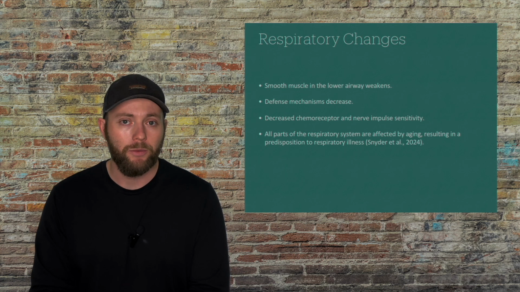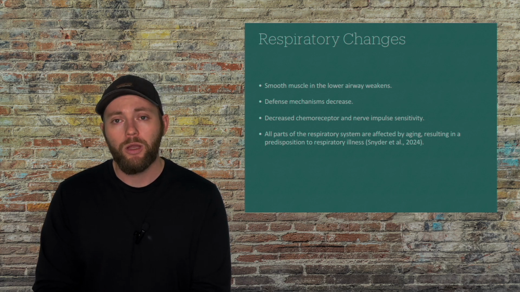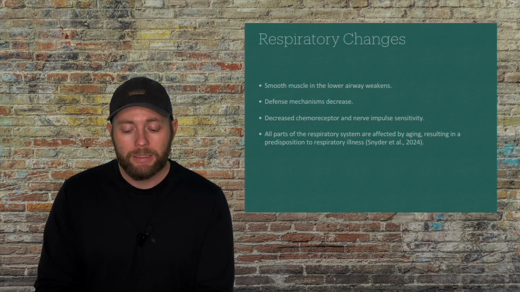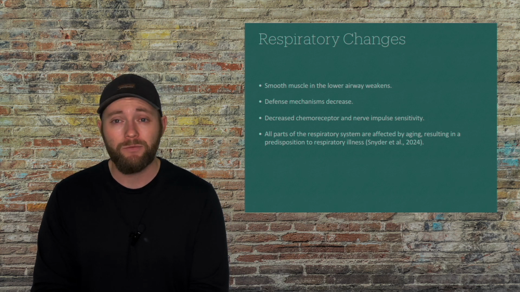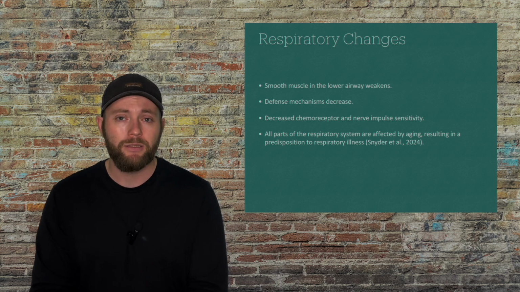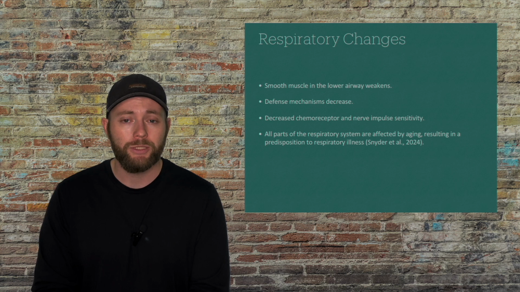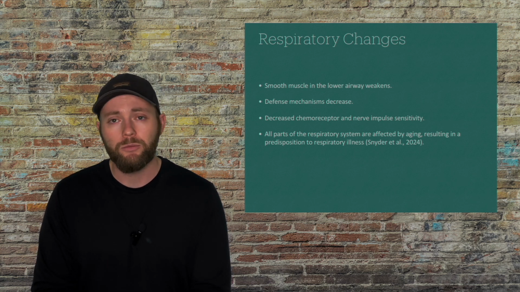Moving into the lower airway. As we age, the smooth muscle lining our bronchioles also weakens, and this can do a couple different things. It can prevent us from being able to compensate effectively for causes of respiratory distress, and it can also lead to inward collapse of the bronchioles, which can narrow the airway and produce lung sounds such as wheezing as those bronchial smooth muscles collapse on themselves due to being weaker.